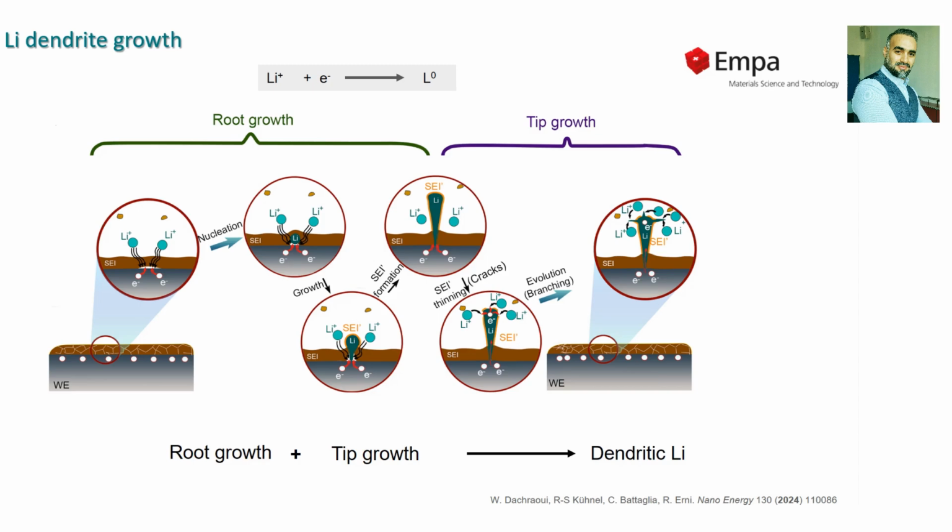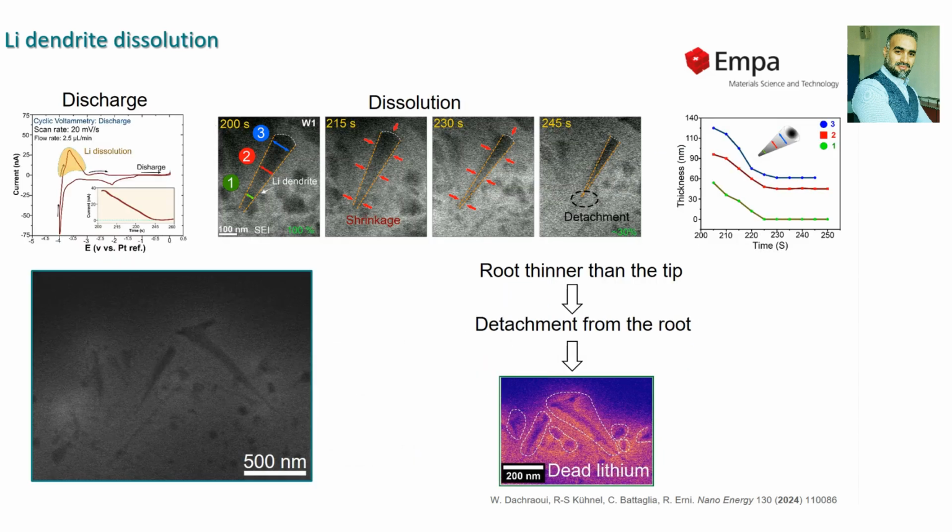During discharge of the battery, we can see that in the CV we have another peak of lithium dissolution. This corresponds to the dissolution of lithium dendrites. And from this movie, we can see that the dissolution is incomplete.